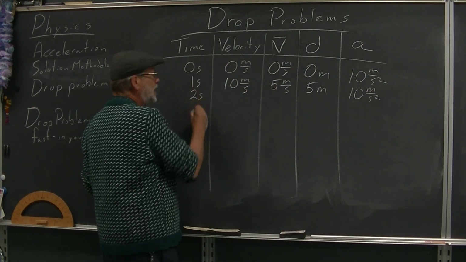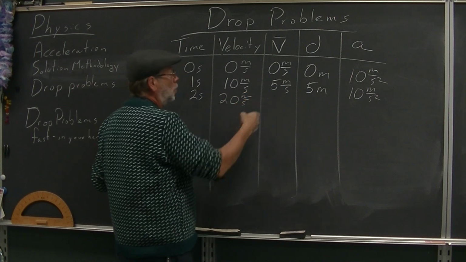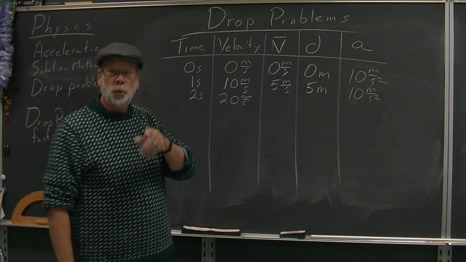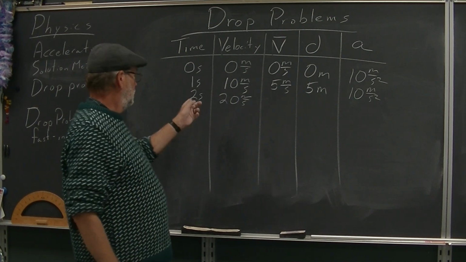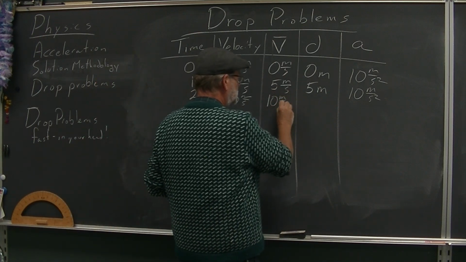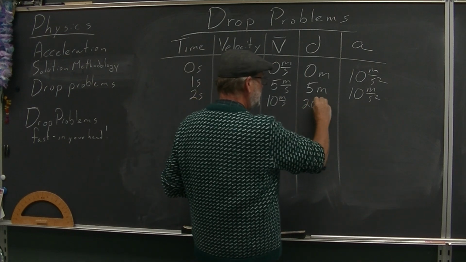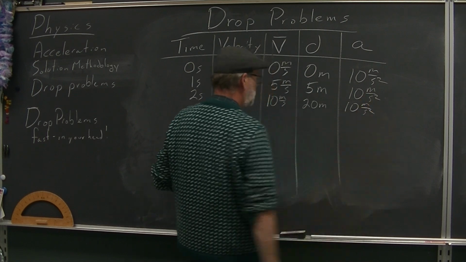Consider 2 seconds. What's my velocity? 20 meters per second. What's my average velocity? I'll give you a second. 20 minus 0, that's 20, divided by 2. My average velocity is 10 meters per second. And I did it for 2 seconds, so it fell 20 meters. My acceleration is still 10 meters per second squared.